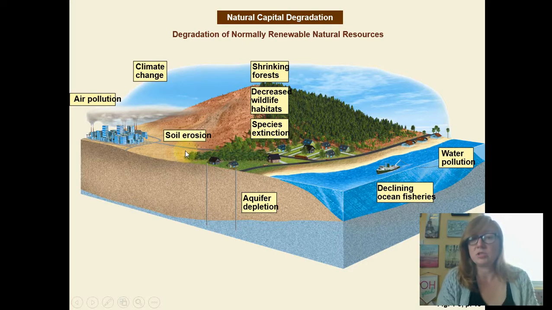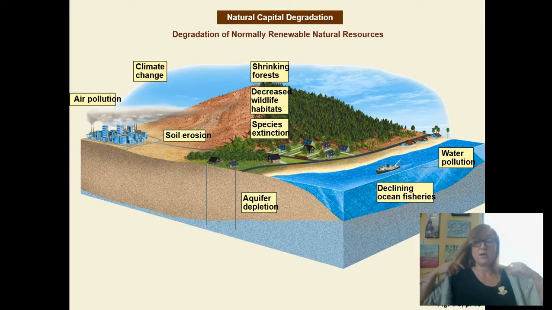There's soil erosion. Once we get rid of forests, we start to have desertification, which sounds delicious, but it means you're making more deserts.